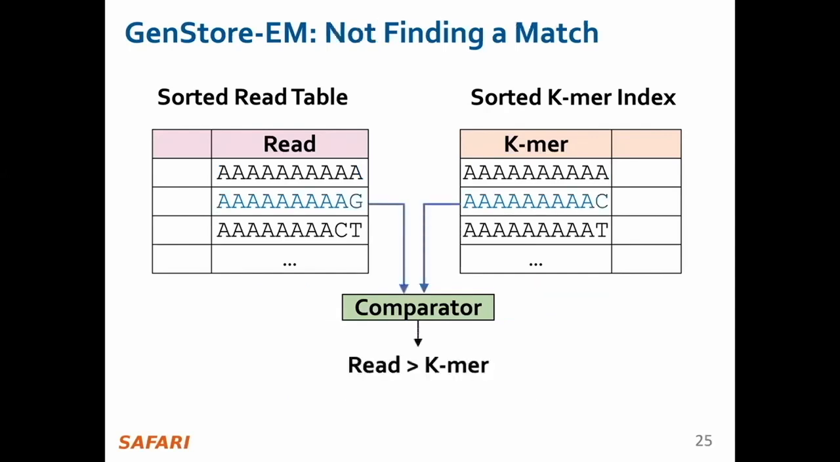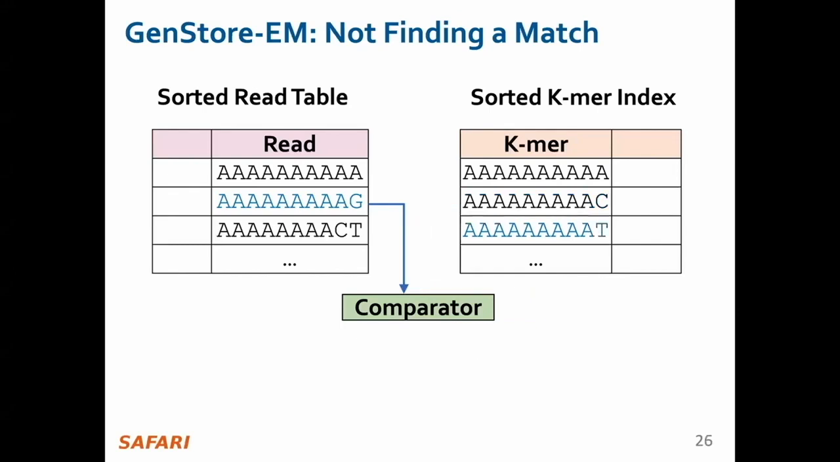Here, when the read is alphabetically larger than the k-mer, we conclude that the k-mer does not match any read. Since we have been sequentially scanning through, we would already have seen the match if the k-mer matched any read. So then we go to the next element in the sorted k-mer index so that we can examine the next k-mer.